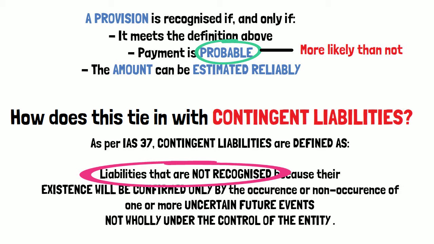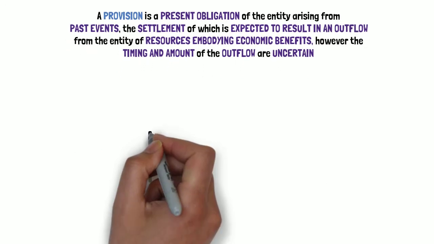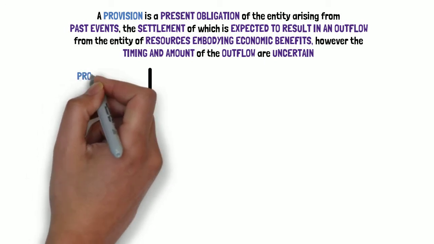Okay, so there's a simple way to show this, and it's identifying the differences between probable, possible, and remote, which is where we can start defining actually what is a provision, what is a contingent liability, and what is nothing. So here's the definition of a provision again. I'm not going to go into it, but what can we take from that definition of a provision?